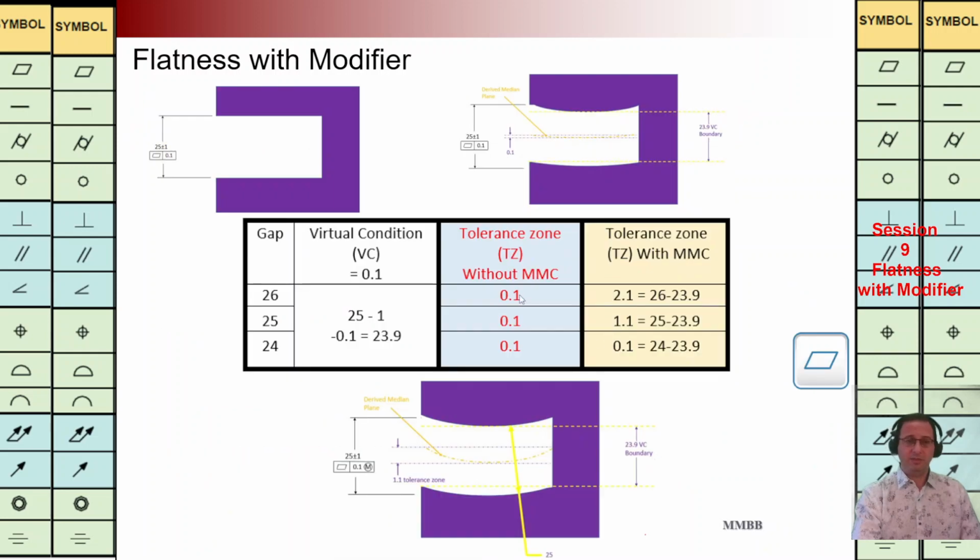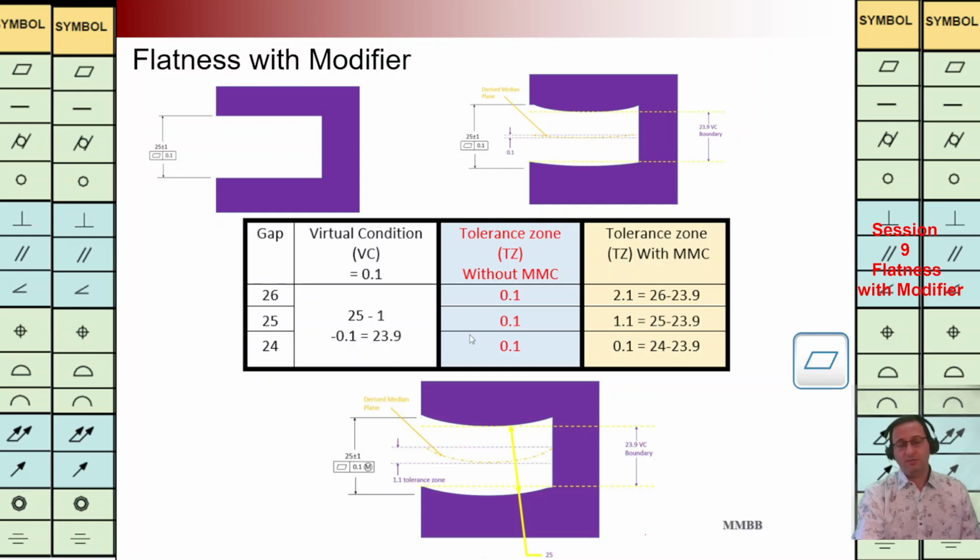Let's see this example. The distance between these two planes is 25 plus minus 1. This gap can be 24, 25, 26. And we have the flatness of the midplane 0.1. In this situation, the LMC is important. We are going to calculate what can be the virtual condition. It can be this value, 23.9.